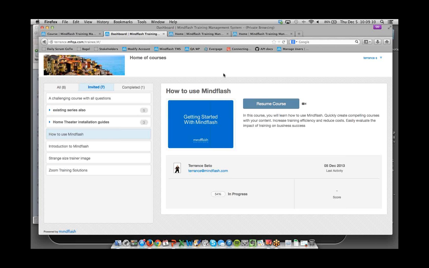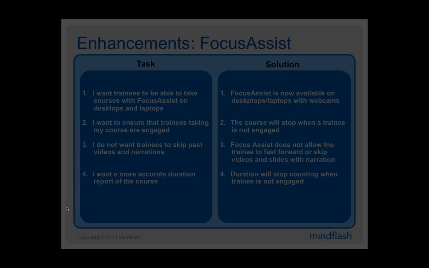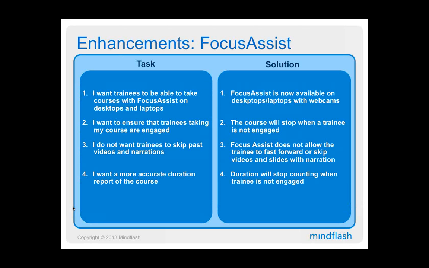For those of you who are not familiar with Focus Assist, I wanted to answer a couple of questions here. Let me switch over to the presentation. Make sure people can see this. One of the first things that we want to answer here is: I want trainees to be able to take courses with Focus Assist on desktop and laptop. Like I said, it's now available on desktops and laptops. I want to ensure that the trainees taking my courses are engaged. The way this works, the course will stop if a trainee becomes less engaged in the course, like they look away, and I can show you that in the demo, which I will do pretty shortly.